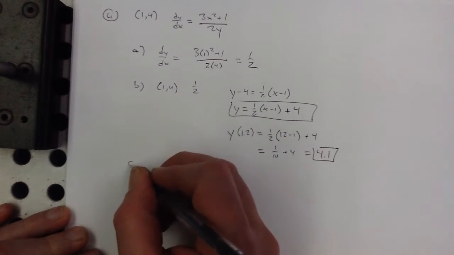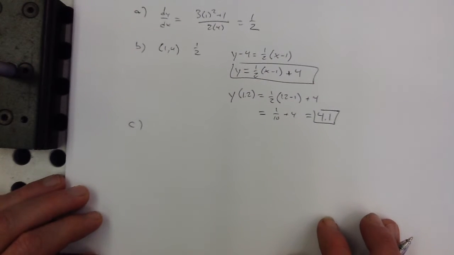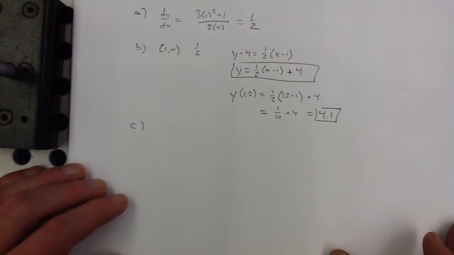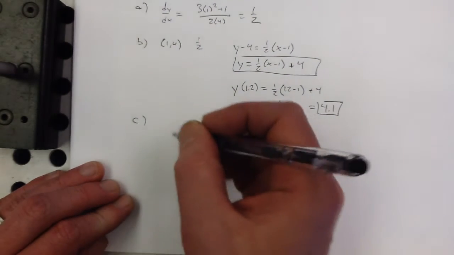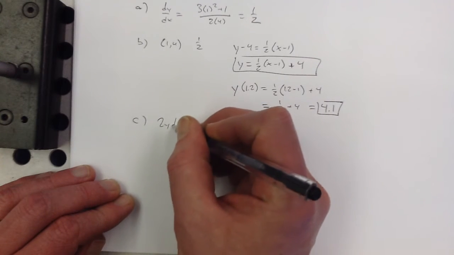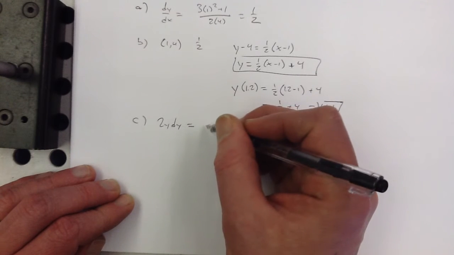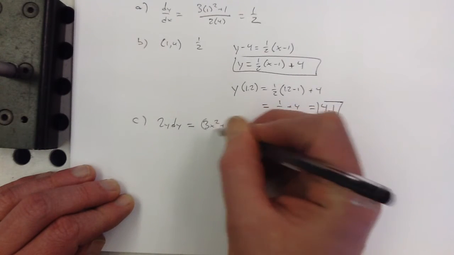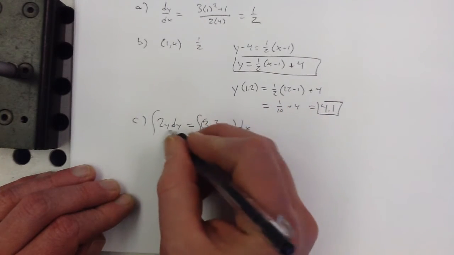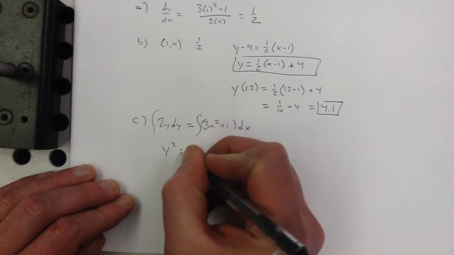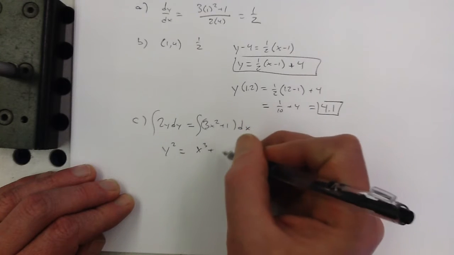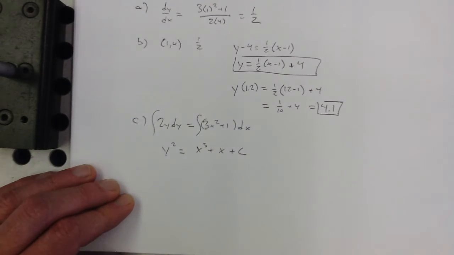Part C. Find f of x by solving. Okay, so now they want us to solve this with the same initial condition, f of 1 equals 4. So let's see, that means we have to separate our variables. So I have 2y dy is equal to 3x squared plus 1 dx. Take the antiderivative of each side of that. Antiderivative of 2y is y squared, equal to 3x squared, that's x cubed, plus x plus C.